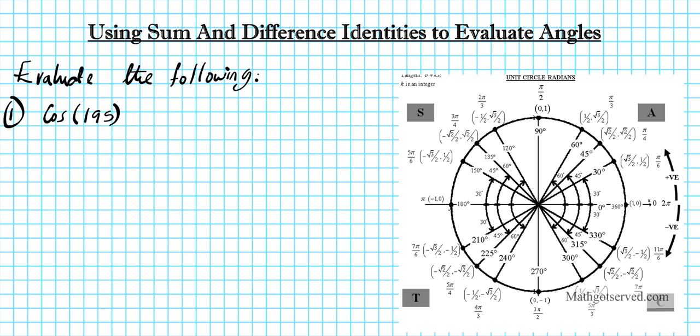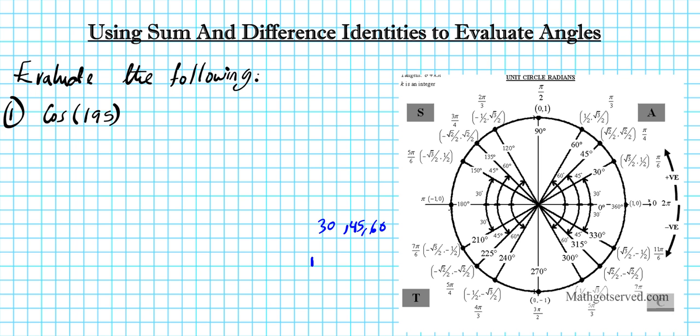Now what we're going to do is ask ourselves what two common angles on the unit circle add or subtract to give 195. So let me just do a scratch work on the side here. You don't have to write this down. I'm going to test 30, 45, and 60. I can add or subtract this angle to see which of these I get.